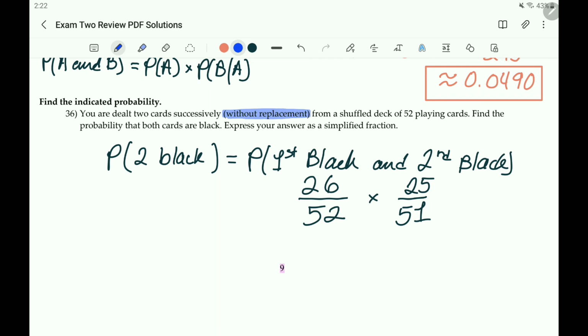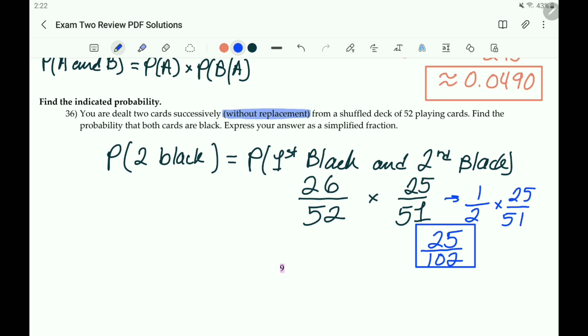26 out of 52 can be reduced to 1/2. So 1/2 times 25 over 51. 1 times 25 is 25. 2 times 51 is 102. And this is the answer as a reduced fraction.